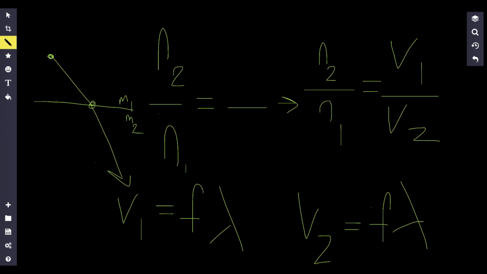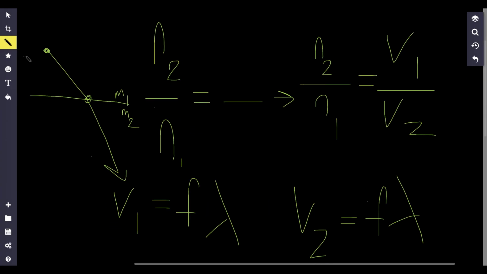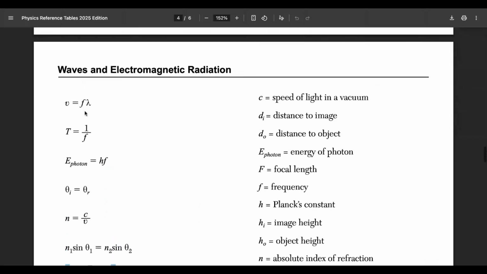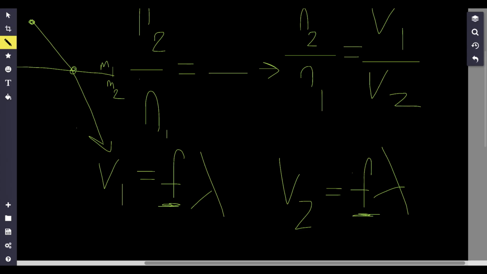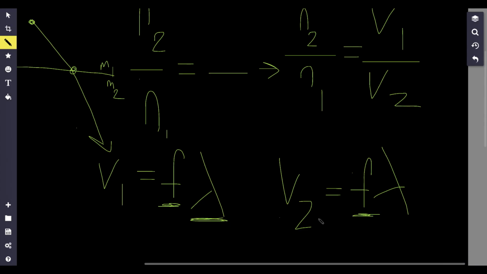All right. Now remember, when light is traveling from one material to the other, of course it's at an angle, at a specific angle, it's going to refract. But also, when light travels through one medium to another medium, the wavelength of that light changes. Remember, from your reference guide, velocity is equal to frequency multiplied by the wavelength. And when you're going from one medium to another, the frequency does not change. The only thing that does change is the wavelength.